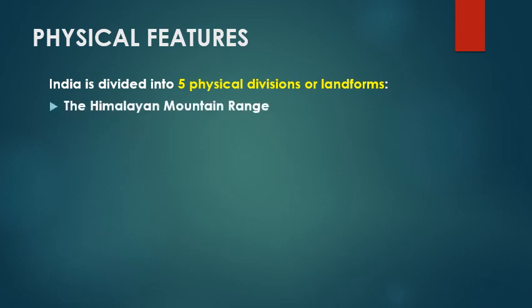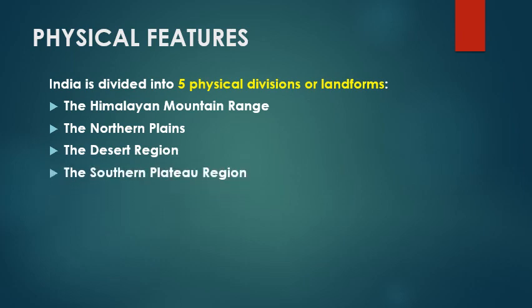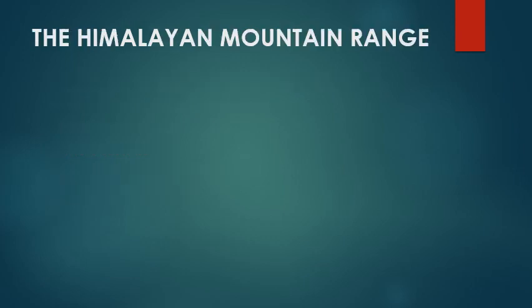The first is the Himalayan mountain range. That is the first physical feature of India. We have the Himalayas in the north. If you remember, we have studied this in our first chapter. Then we have the northern plains. We also have the desert region. Next we have the southern Plateau region, and we have the group of islands. Now we shall study them one by one.